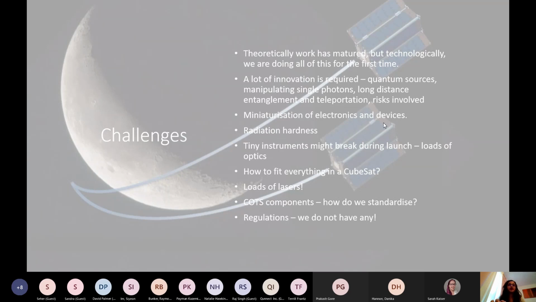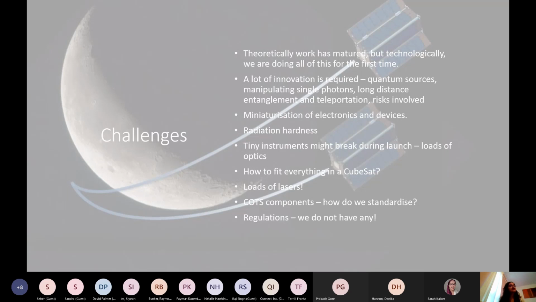We are going to be testing a lot of these things for radiation hardiness. We have a lot of electronics on board, and if one little space particle, a cosmic particle, comes in, it can basically destroy a lot of the electronics. A lot of tiny instruments might break during launch because we have lots of optics. So we have to figure out how to screw everything in and lock it so that the CubeSat, which vibrates quite a lot during rocket launch, does not break them.